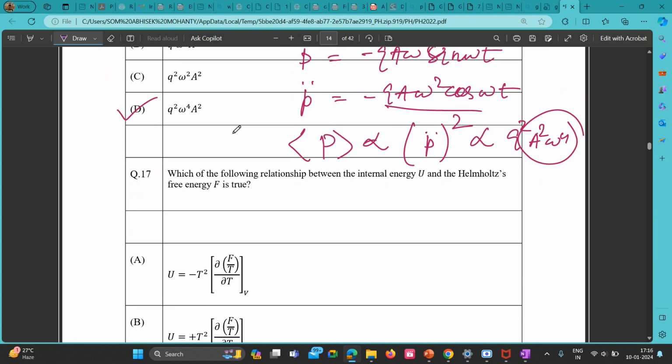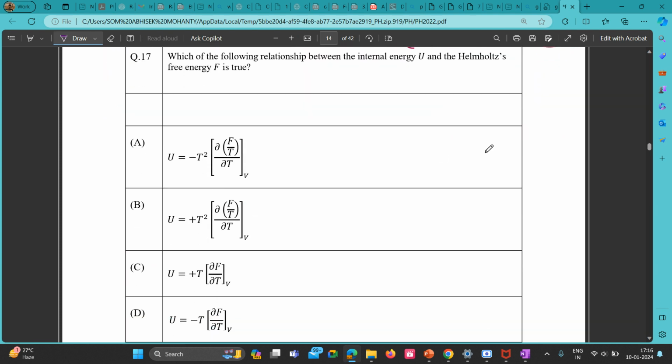Next question. Which of the following relationships between the internal energy U and Helmholtz free energy F is true? So we can relate them as F is equal to U minus TS. If I take the differential, dF is equal to what?